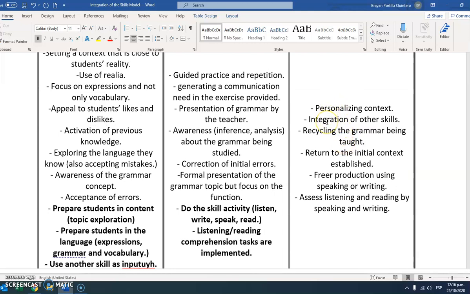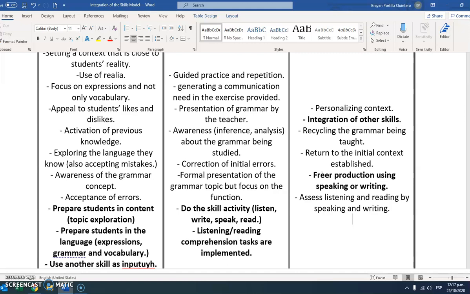Of course, in the post stage of the lesson, this is a moment to use the language that students already learned or worked with during the session. You personalize the context, you integrate another skill. And here we have a very important part. So if there was a listening focused activity that they carried out in the while, in the post, they should be using this language either by speaking or writing. There is usually in this post stage students' production, and that is free production connected to the topic.